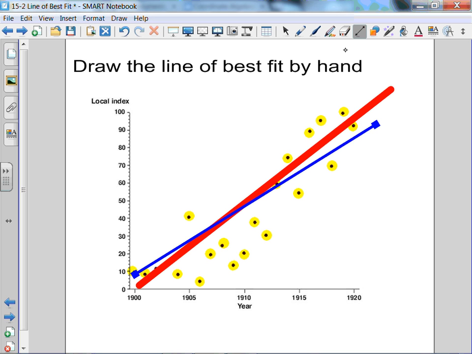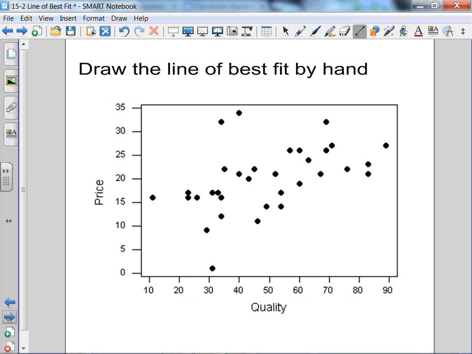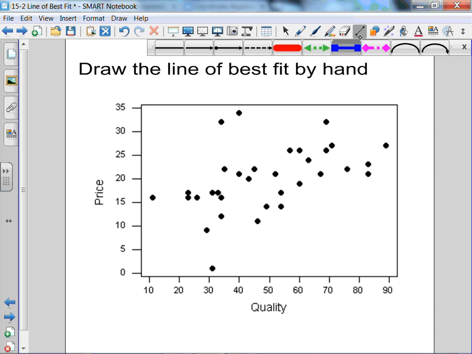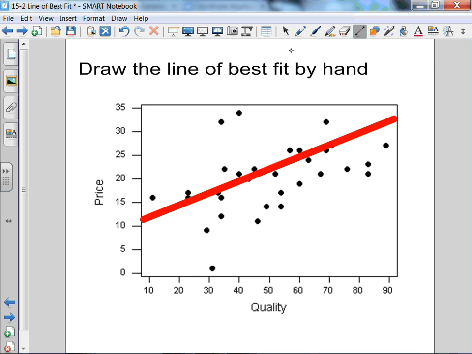Either way, this is positive. It has positive correlation, and one of those blue or red lines would be the line of best fit. The next example is here, and this one's a little more scattered. There's data all over the place, so the line of best fit I would draw would be somewhere around this. That would probably be a good line of best fit somewhere in there. It shows that there's positive correlation.